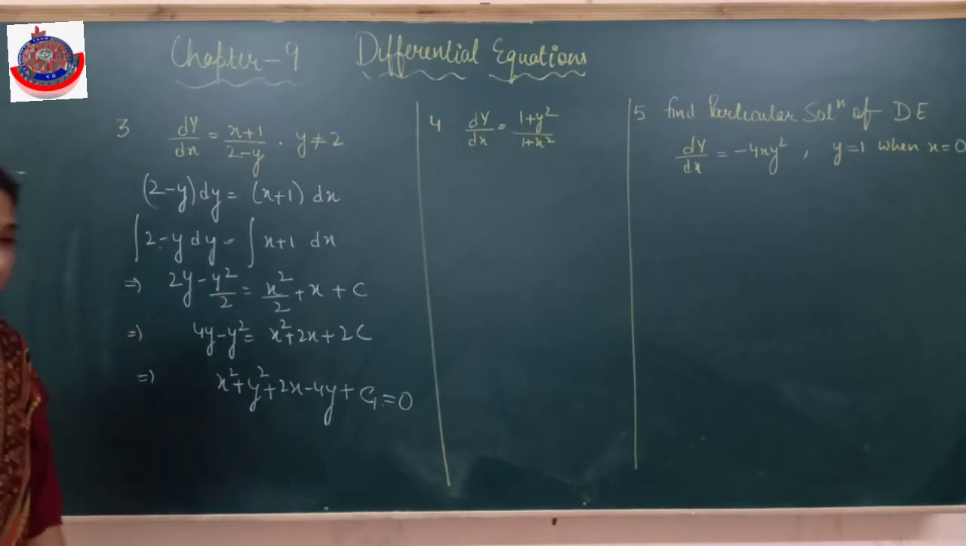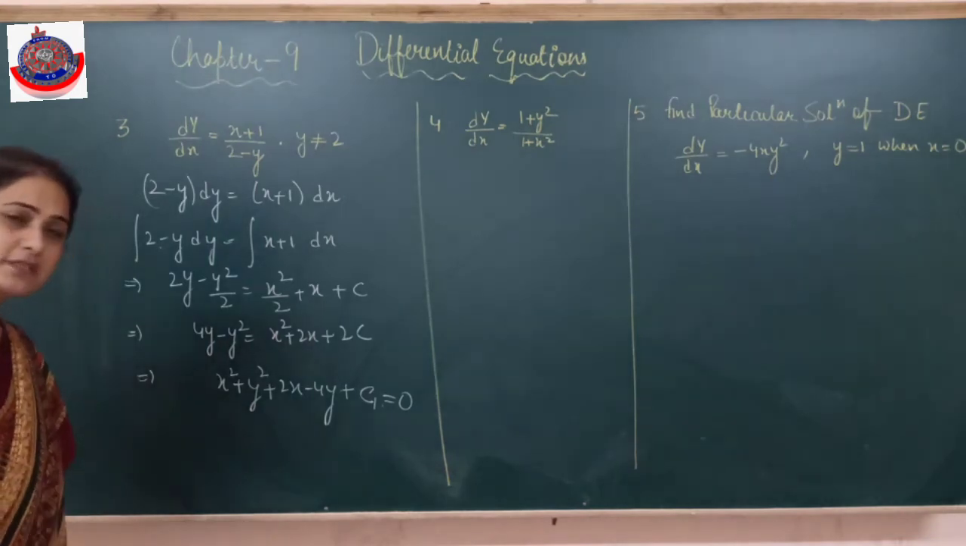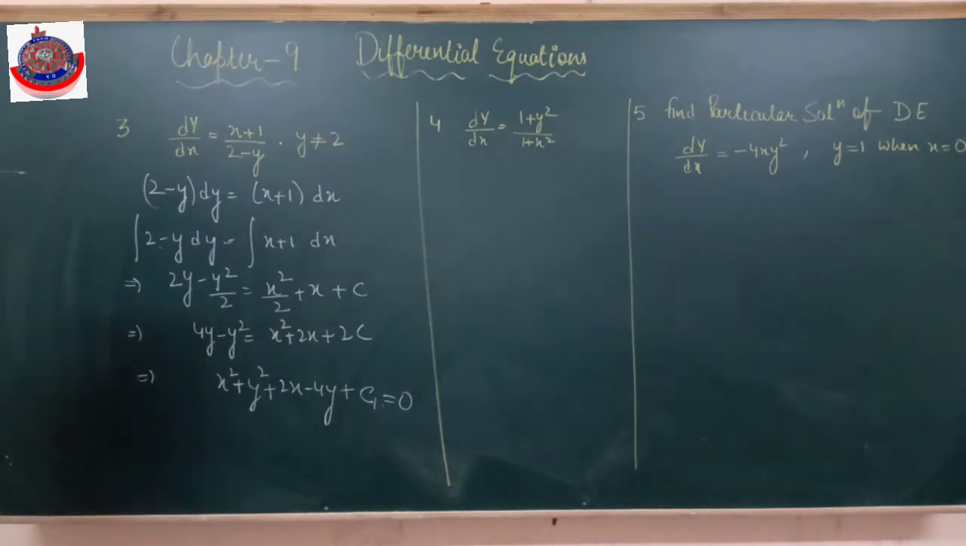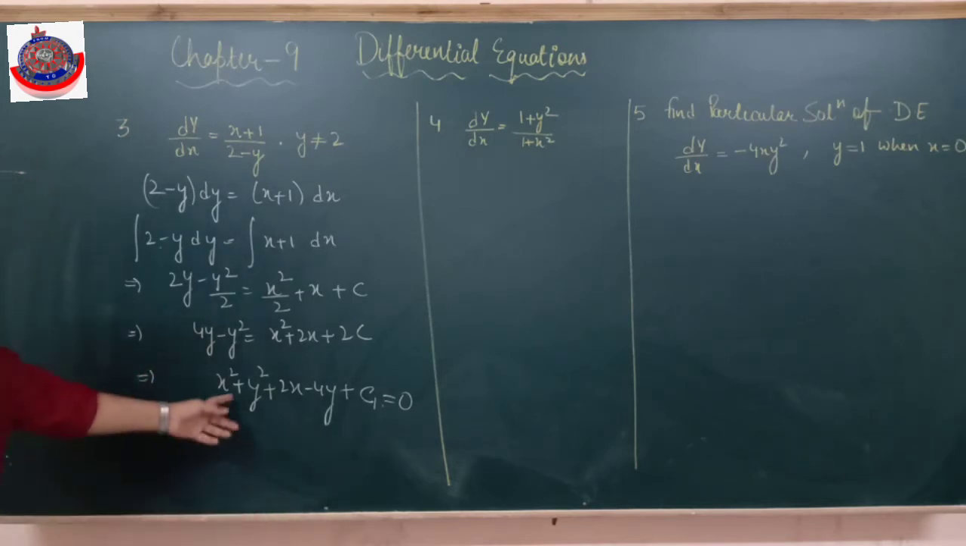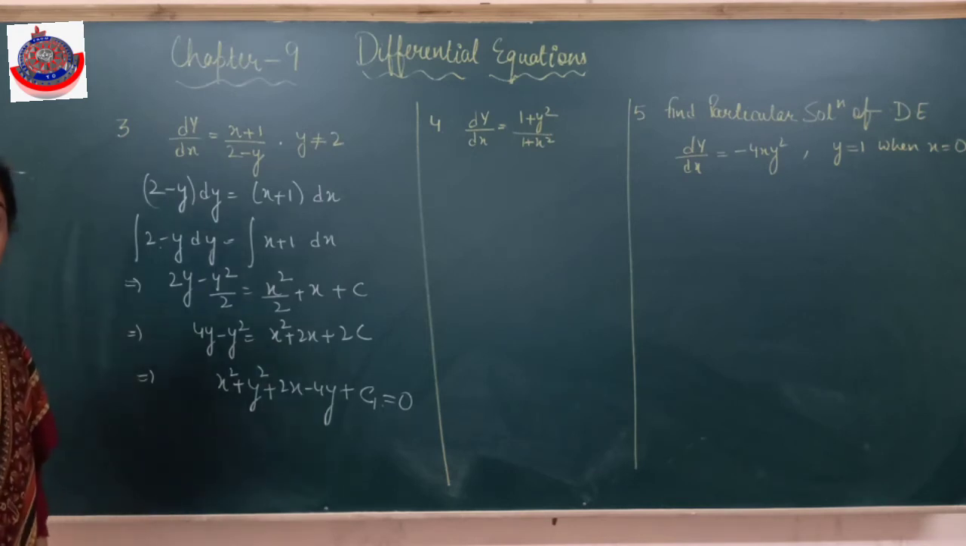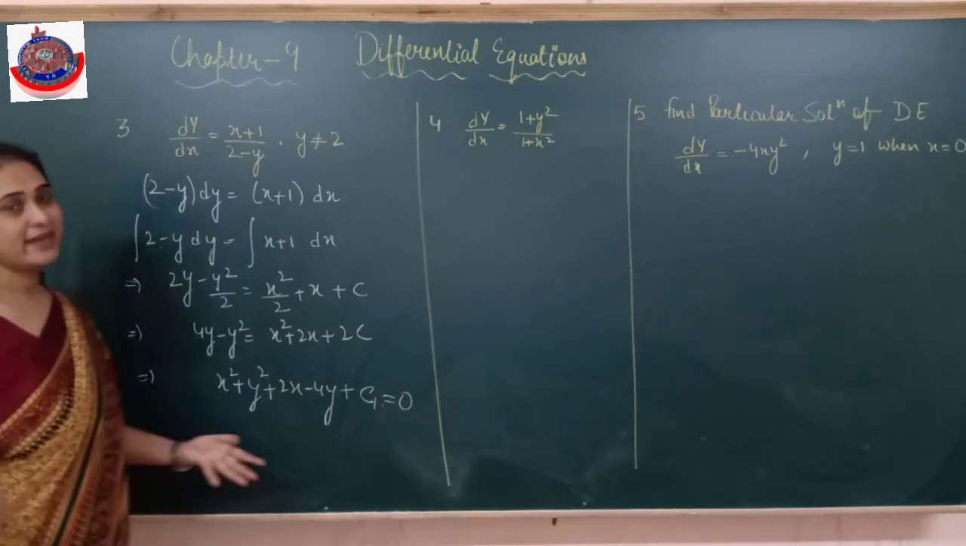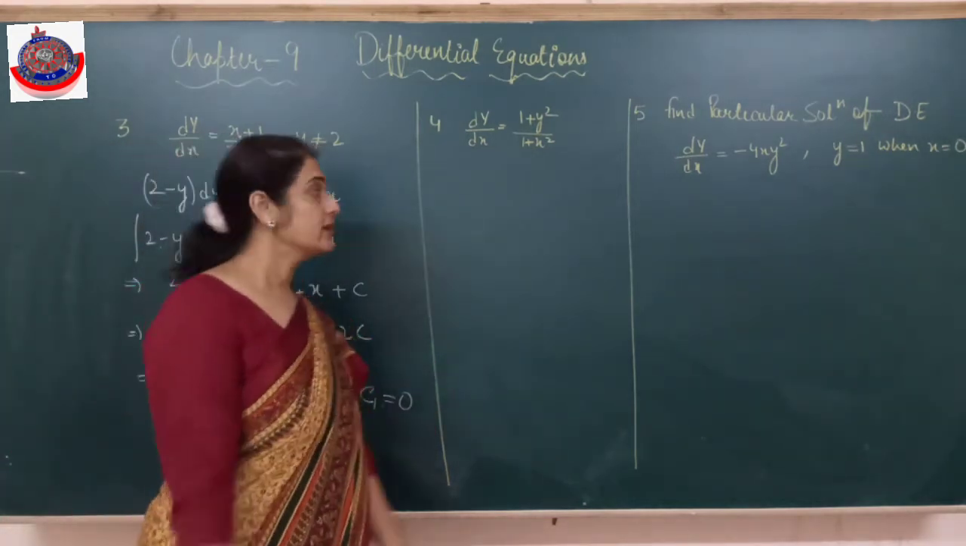Is it clear? Can you tell me which equation this is? x square plus y square plus 2x plus 2y minus 4y plus constant. It's an equation of a circle. If you remember, we have done an application of integration. General form of equation of a circle: x square plus y square plus 2gx plus 2fy plus c is equals to 0. Alright, not required anything, but at least you should know everything.